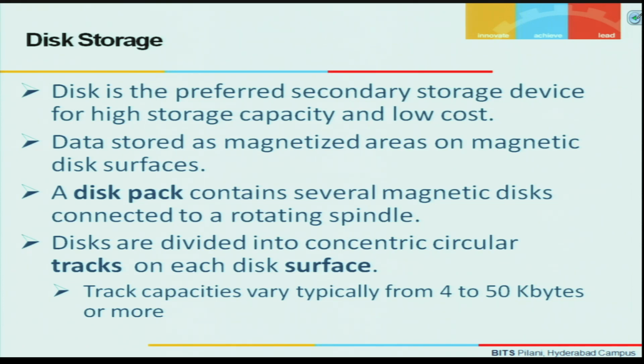Disk is the preferred secondary storage device for high storage capacity and low cost. Data is stored as magnetized areas on magnetic disk surfaces. A disk pack contains several magnetic disks connected to a rotating spindle. There will be a central spindle to which the various disks are connected. Disks are divided into concentric circles called tracks on each disk surface. Track capacities vary typically from 4 to 50 kilobytes or even more, depending on the hardware.